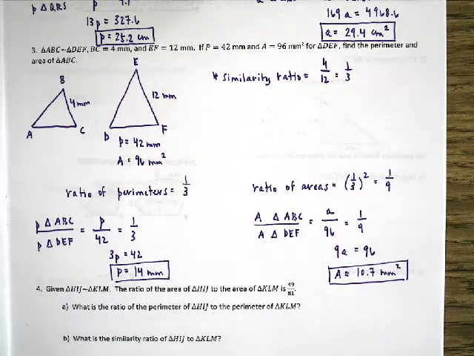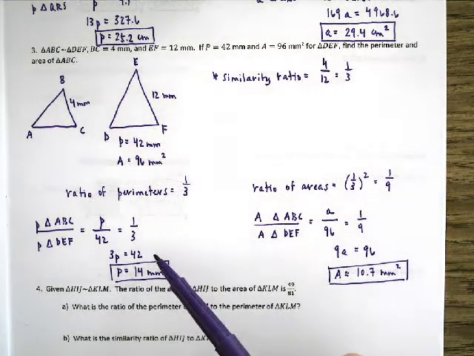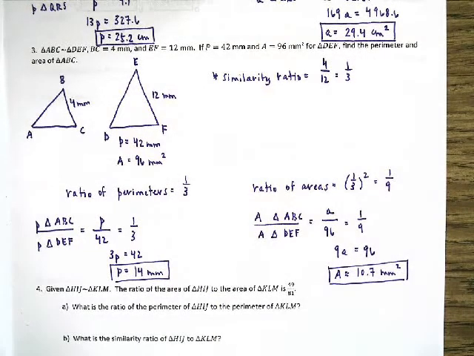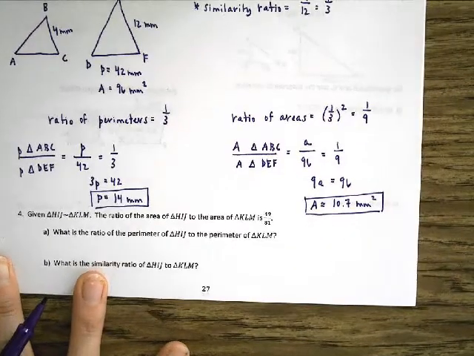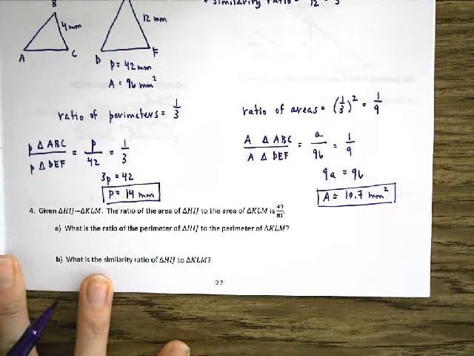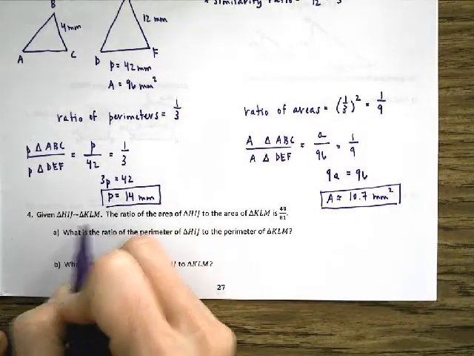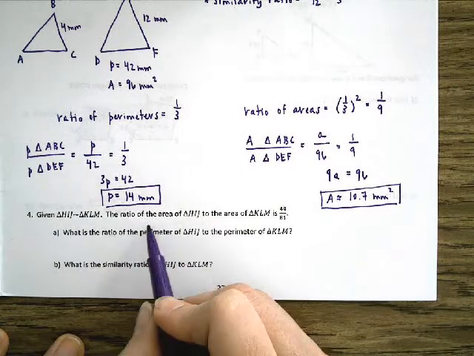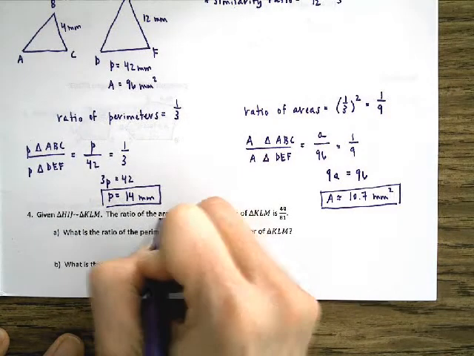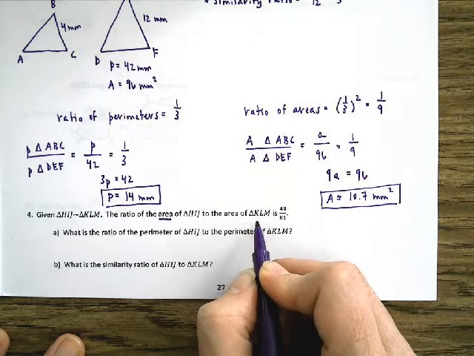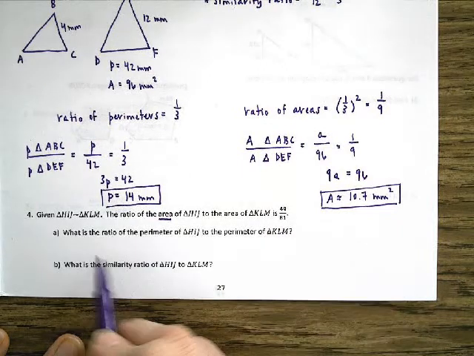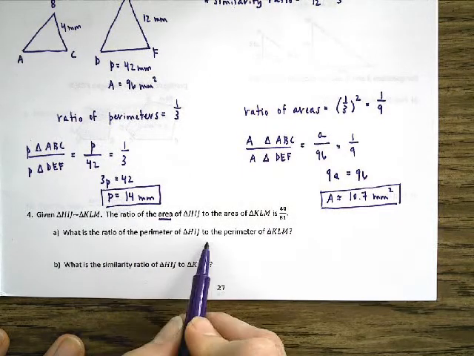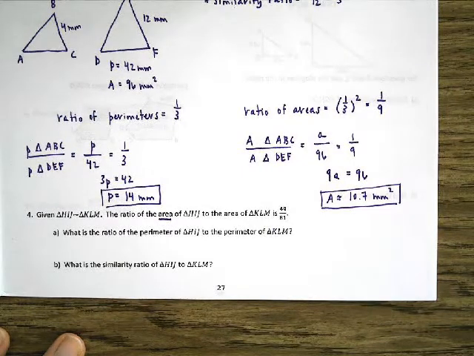Okay, so those are really the toughest problems, and everything should be pretty straightforward as long as you organize your work and make sure you have your proportions set up correctly. So now we've just got a couple quick questions left here to finish out the notes. So let's see. Now in this problem, we're given a similarity statement for two triangles, and they're telling us the ratio of the area of this triangle to the area of the second triangle is 49 over 81. So now it asks us for the ratio of the perimeters of these triangles.